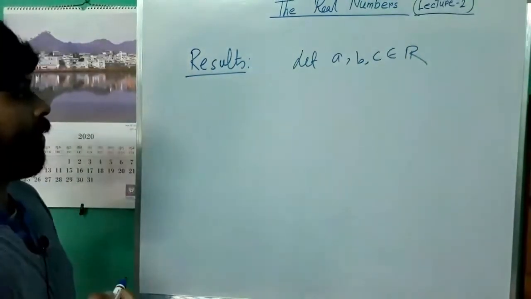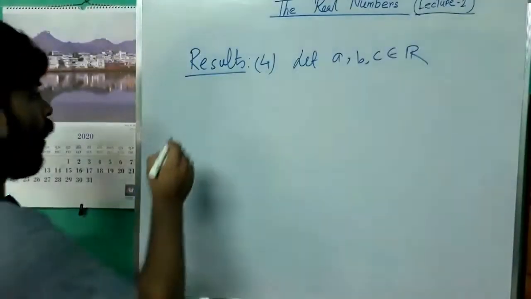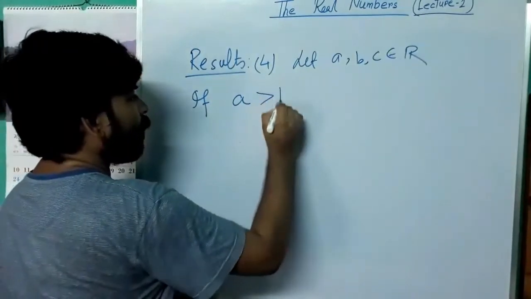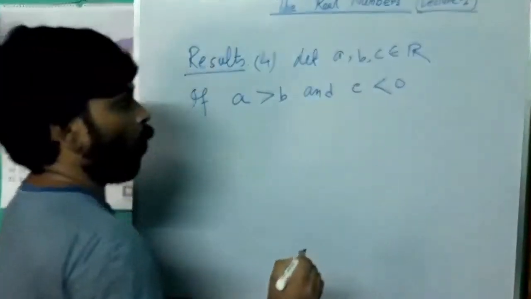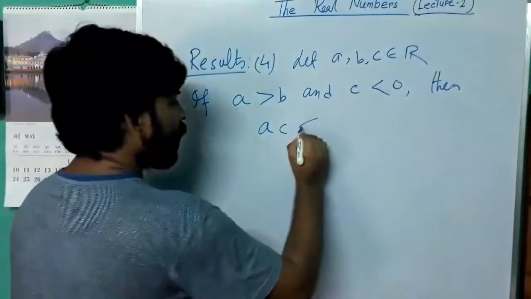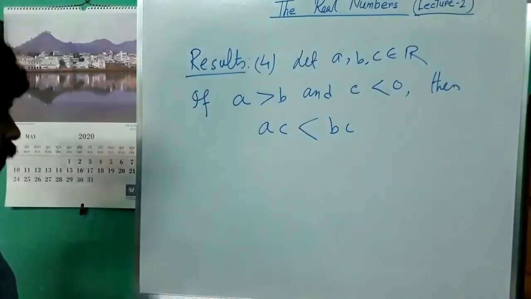Okay, so next result, result 4. Let us take three real numbers A, B, C. If A is strictly greater than B and C is strictly less than 0, then AC is strictly less than BC. Proof.